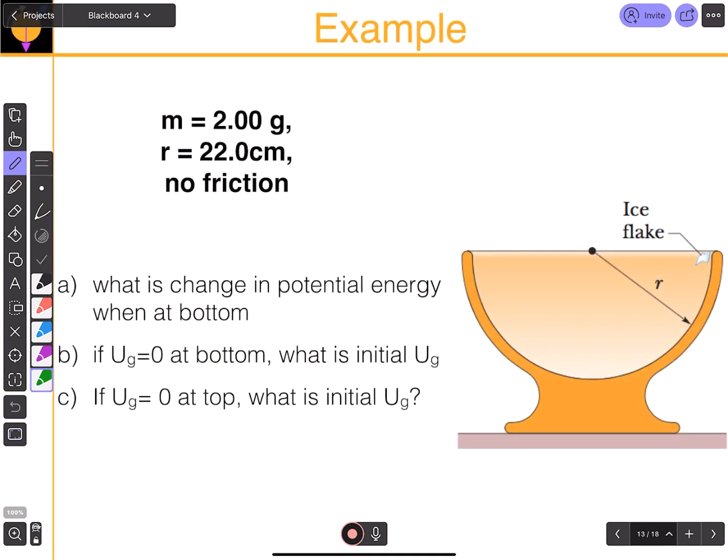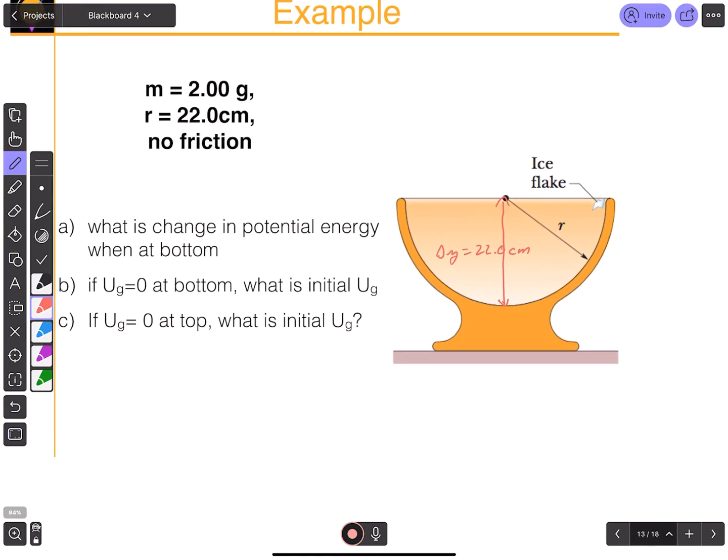And in this example here, I believe from the textbook, what is the change in potential energy when this ice flake is at the bottom of the bowl? So if I release that ice flake, it has a certain mass, 2 grams, and it's sliding down a bowl that has a radius of 22 centimeters. So that means that the delta y for the ice flake is 22 centimeters, right? 22.0 centimeters. So it's pretty easy to calculate the change in potential energy.